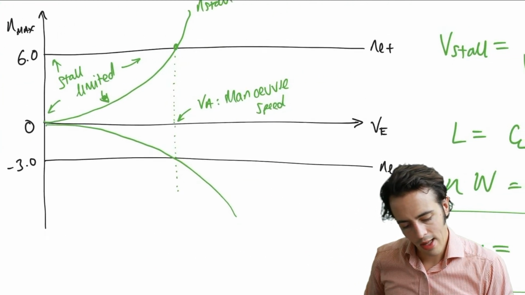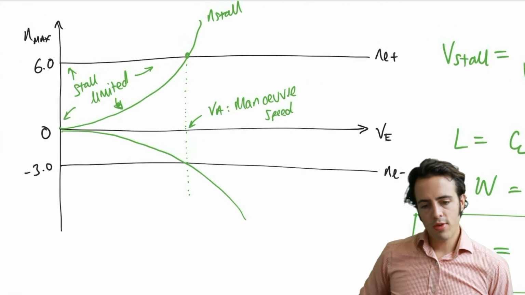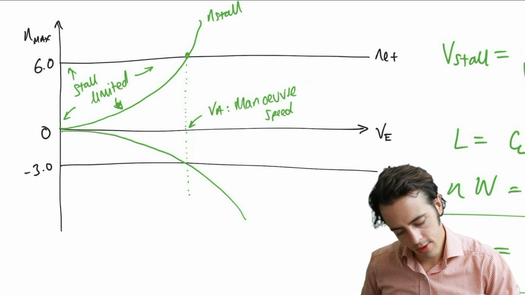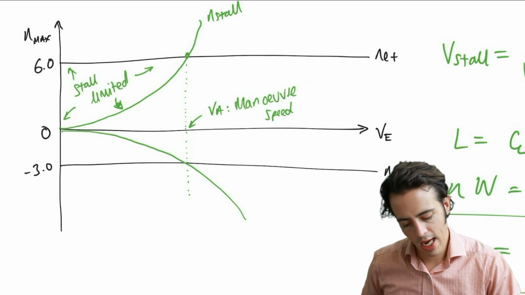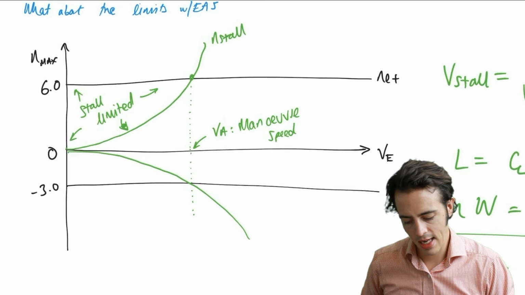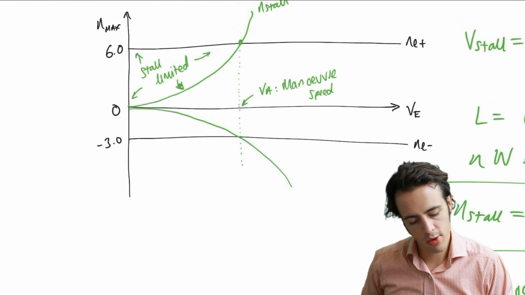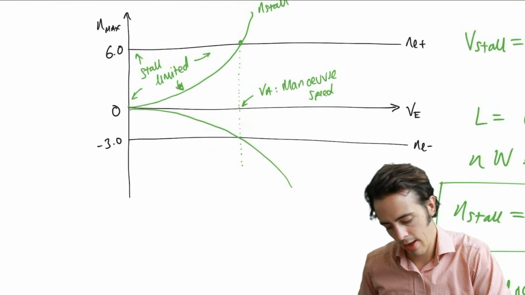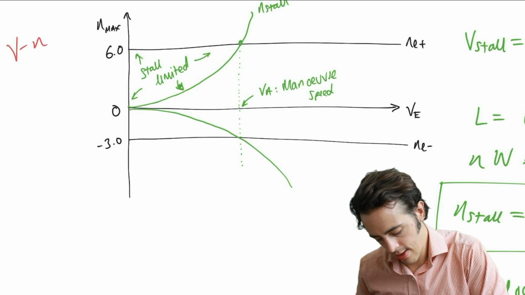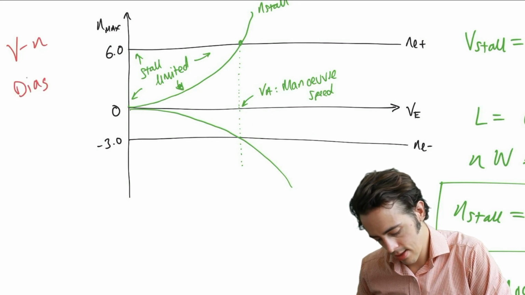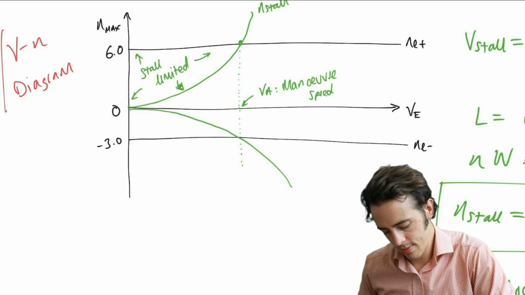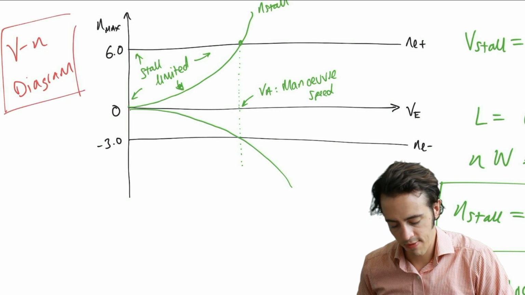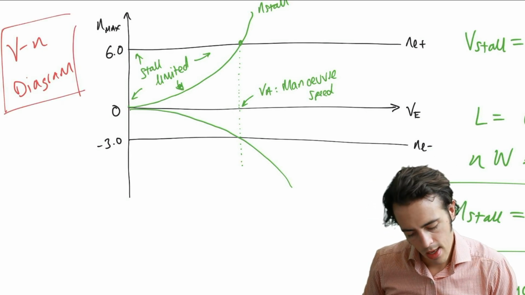So let's go back to our plot over here. We've got our diagram that's sort of taking form now. So this is going to be our VN diagram. In fact, I don't think I called it that earlier. Let's just write that down in big here. This is a VN diagram because we're plotting V and N on here.